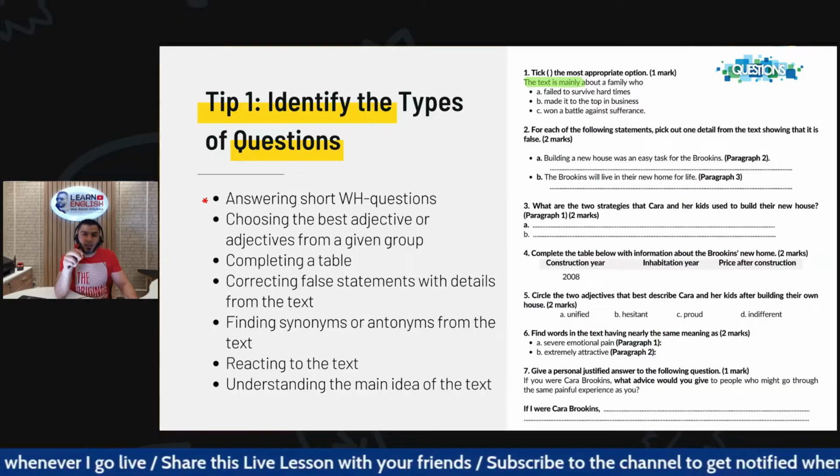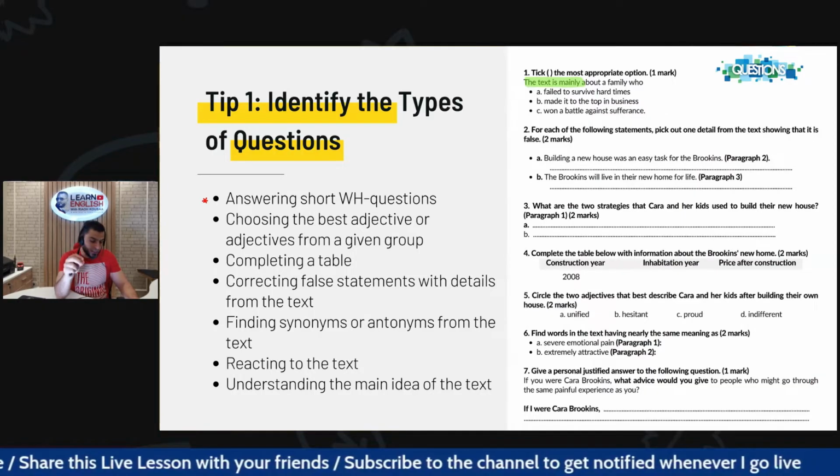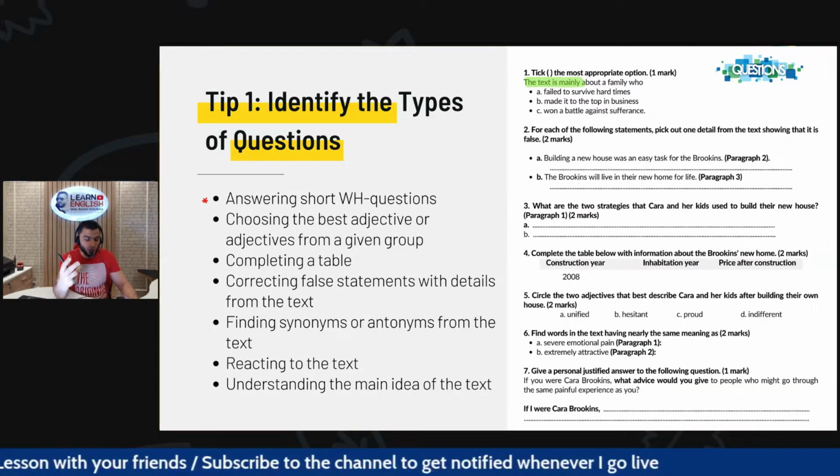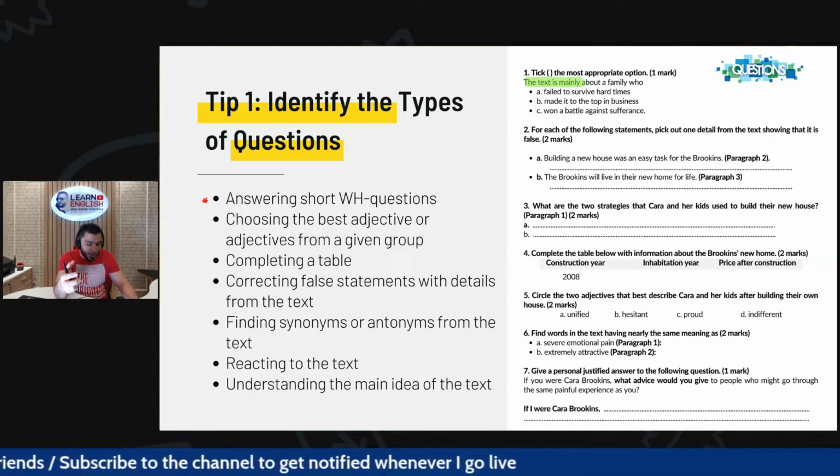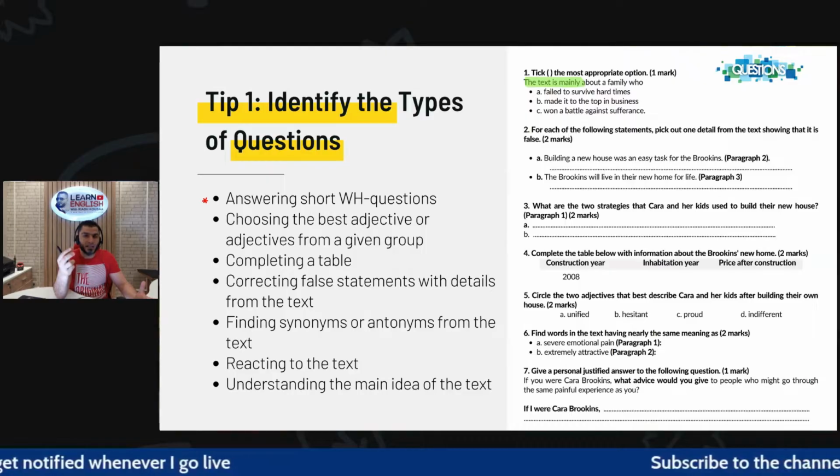I would like you to tell me what the type of question is. Is it answering short WH questions, or choosing the best adjective? Is it a table completion? So what is it exactly?